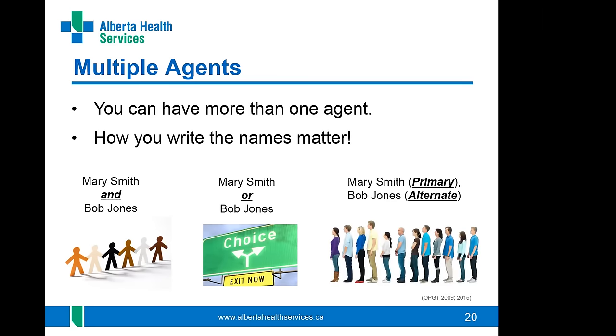Now, the third option, which is probably the best, is putting Mary Smith as primary, and then Bob would be the alternate. So this gives a little bit of a ranking order. By writing it this way, it means that Mary is my top choice. I want you to go to Mary first, but if something happens where maybe you can't get a hold of Mary, or maybe Mary falls apart and she just can't make decisions, or she refuses for some reason, then I want you to go to Bob. And if I had a second alternate and a third alternate, it's just that ranking system so that healthcare providers know who to start with and who to go to next.